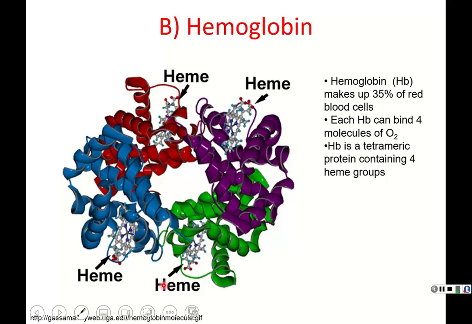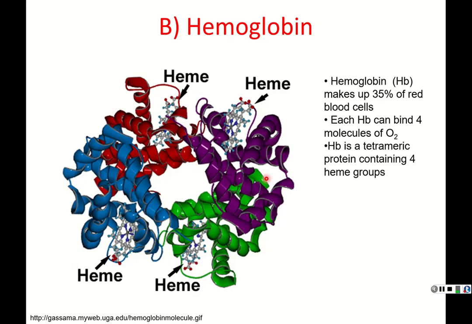Okay, the next biomolecule is hemoglobin. This is one of the more widely studied biomolecules. It was one of the first biomolecules that was actually studied, because it is such a large component of blood. It makes up about 35% of red blood cells. So it's there in a huge amount, and it was easily isolated, so it was a good first molecule to study. Each hemoglobin can bind 4 molecules of oxygen.